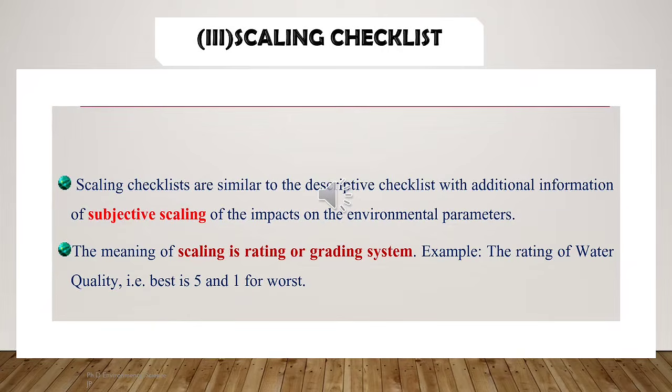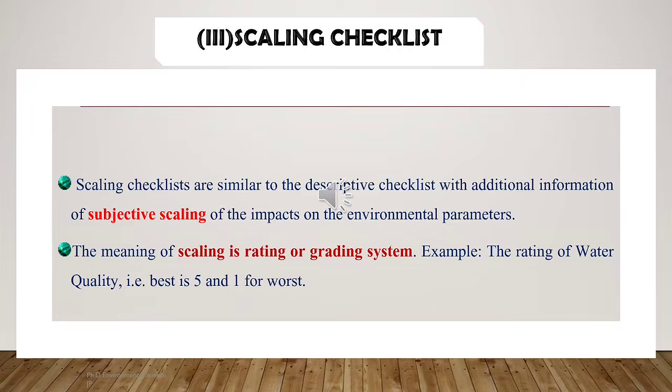So in simple checklist, you were given no guidelines on how to measure the environmental parameters. In descriptive checklist, you were given guidelines on how to measure the environmental parameters. In scaling checklist, you will be given guidelines as well as a scaling or rating system. So scaling checklists are basically an extension of descriptive checklists used in EIA.